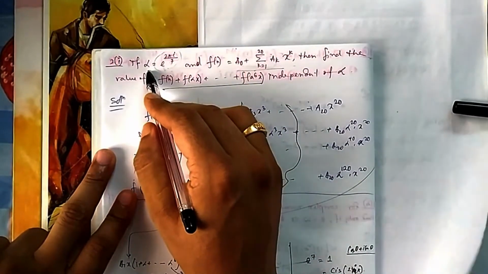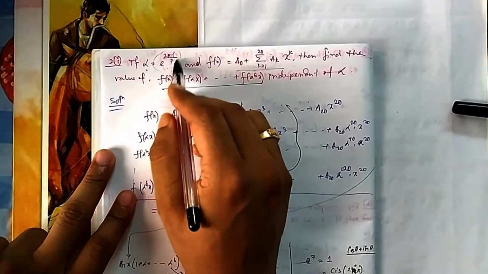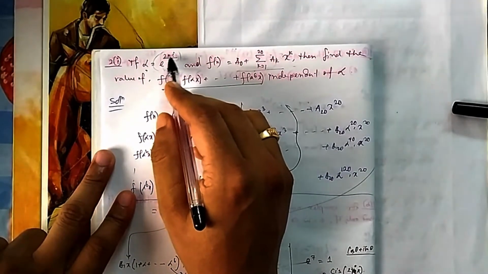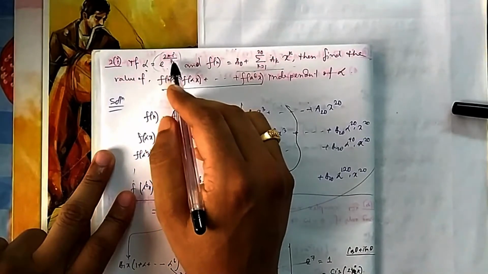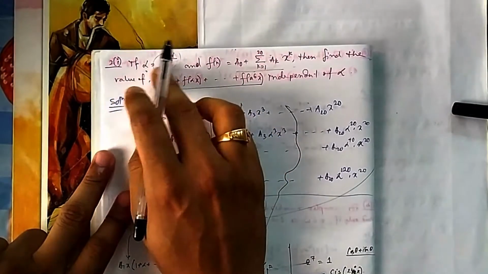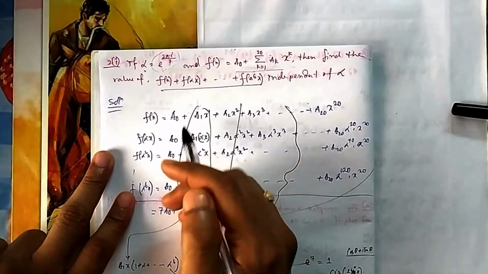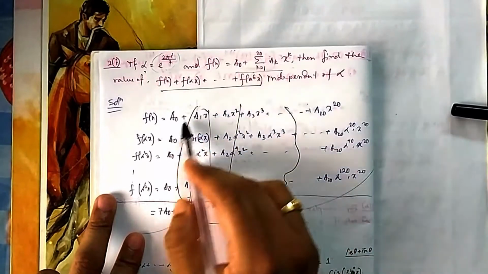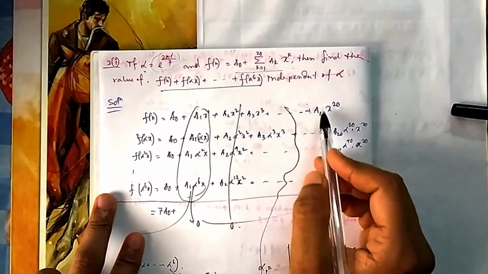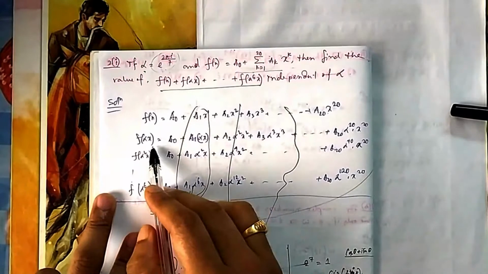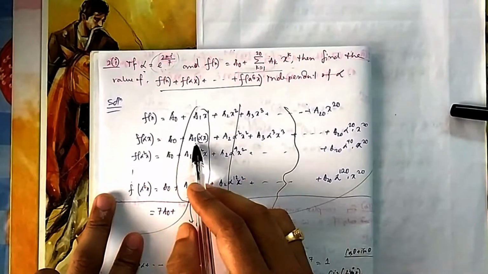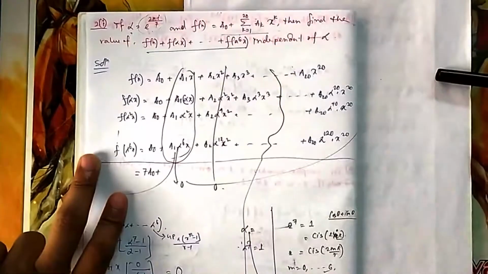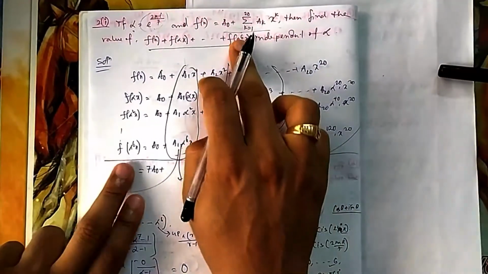What is alpha? Alpha is the 7th root of unity. You can see it is 2k pi divided by 7, where k is 1, so it is one of the 7th roots of unity. If I expand it, f(x) in this series will be a0, a1 x, a2 x squared, up to a6 x to the power 6. Similarly, for alpha, it will be a0, then a1 alpha, a2 alpha square, and so on, up to a6 alpha to the power 6.